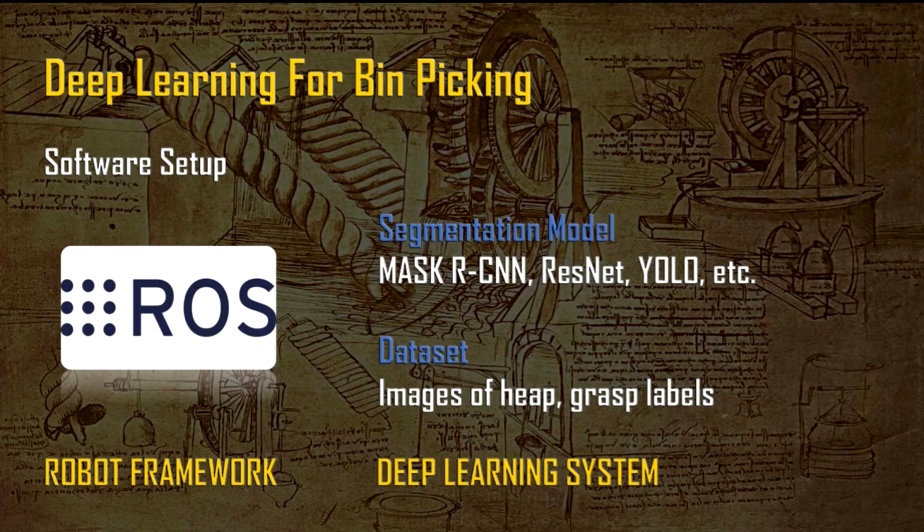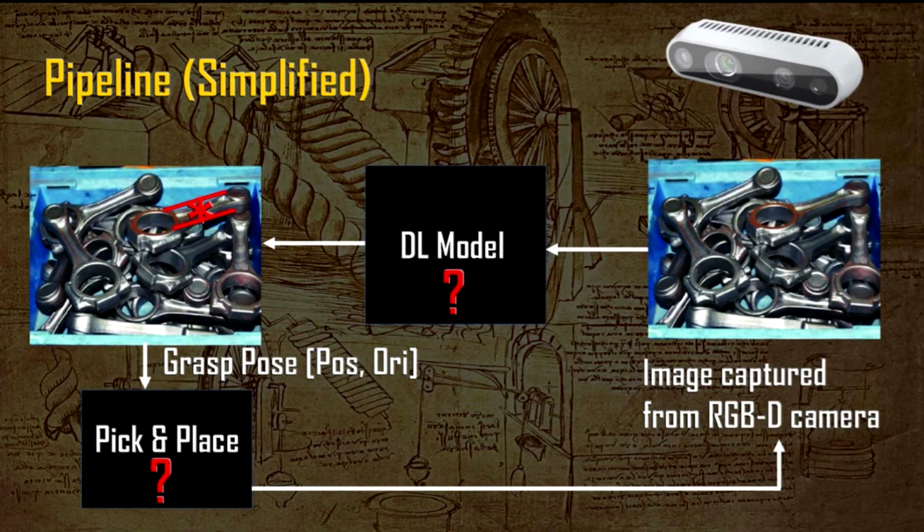If it's a segmentation approach that we are following, we could use a segmentation model like Mask R-CNN and other models. And if it is just object detection, then we'll choose such an algorithm. Mask R-CNN actually does both object detection and segmentation. And for the data set to feed, we have images of the heap and grasp labels.